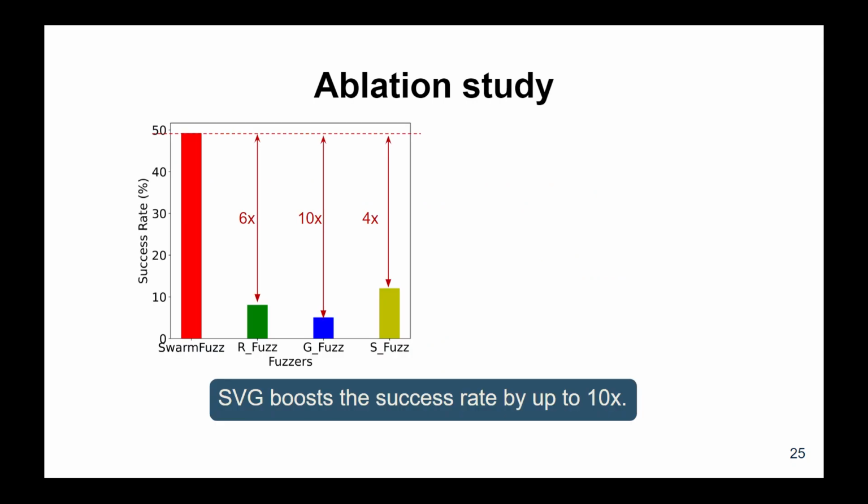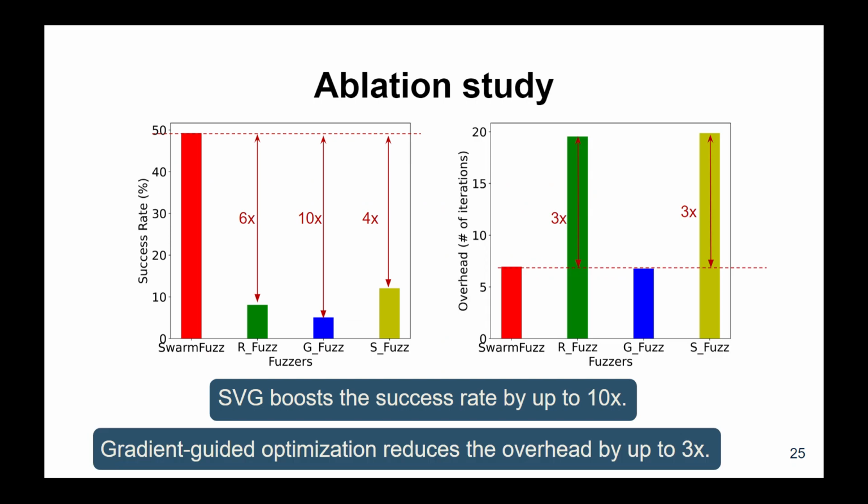Let's take a look at the result. Ideally, we want a high success rate with low overhead. As for the success rate, by comparing SwarmFuzz with GFuzz, we find that SVG boosts the success rate by up to 10 times. As for the runtime overhead, by comparing SwarmFuzz with SFuzz, we find that gradient-guided optimization reduces the overhead by up to 3 times.